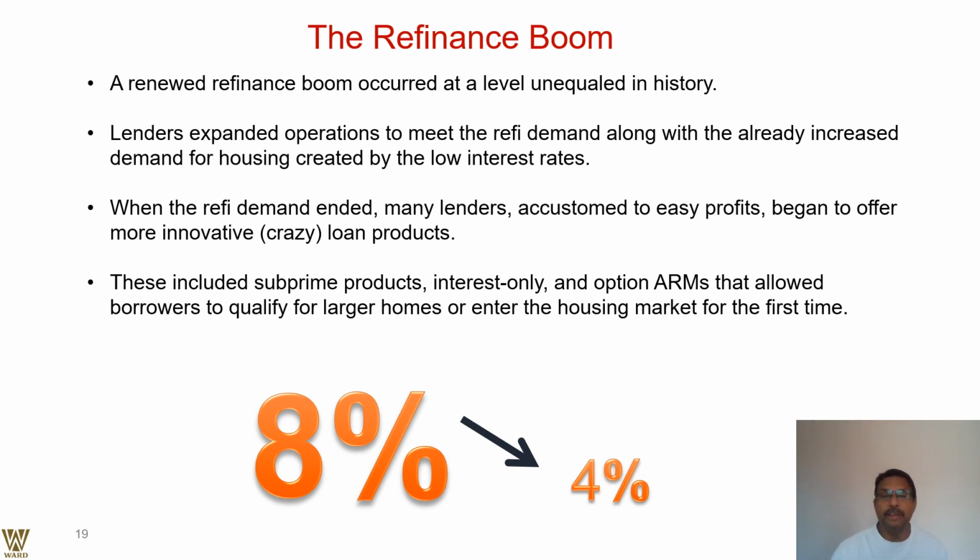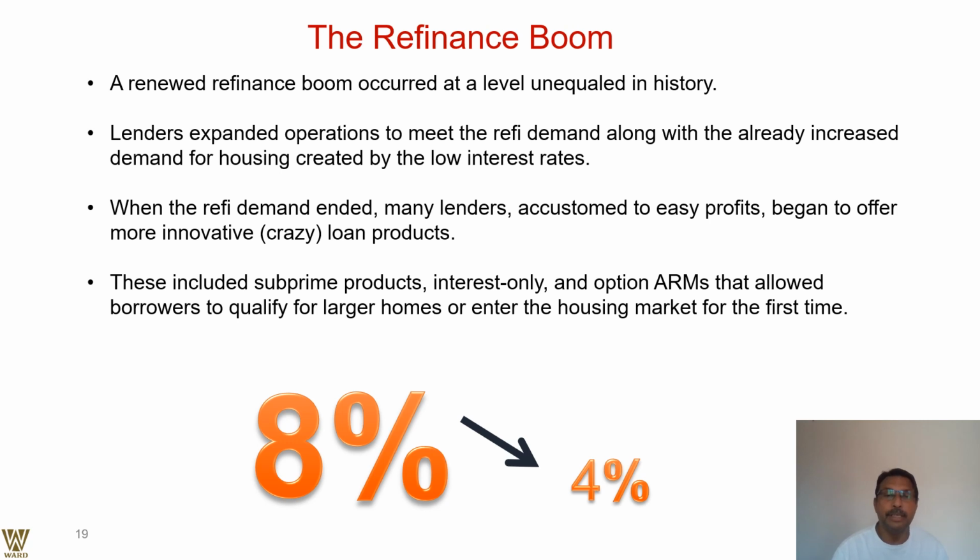Now let us talk about the refinance boom. Look at the 8%, big 8% back down to half of it as 4%. A renewed refinance boom occurred at a level unequaled in history. As in, I take a loan and somebody takes a loan from my loaned amount altogether. So I take a loan at 4%, I give it at 8%, and the difference of 4% is my profit. The lenders expanded operations to meet the refinance demand, along with the already increasing demand for housing created by the low interest rate.